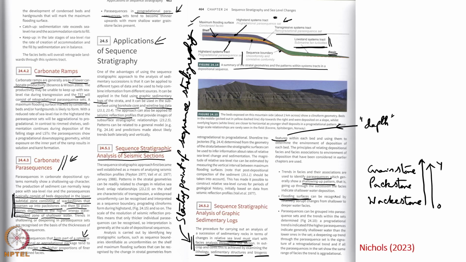The flooding surface can be recognized by a relatively abrupt change from shallower to deeper water facies. Suppose in a vertical section we have found the shallower water facies and over that the deeper water facies and the variation is abrupt, then it can indicate a flooding surface, FS.